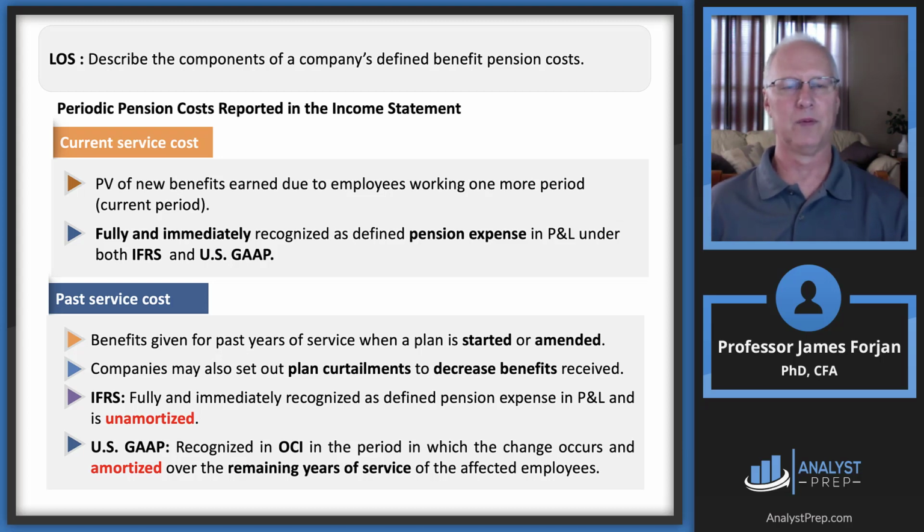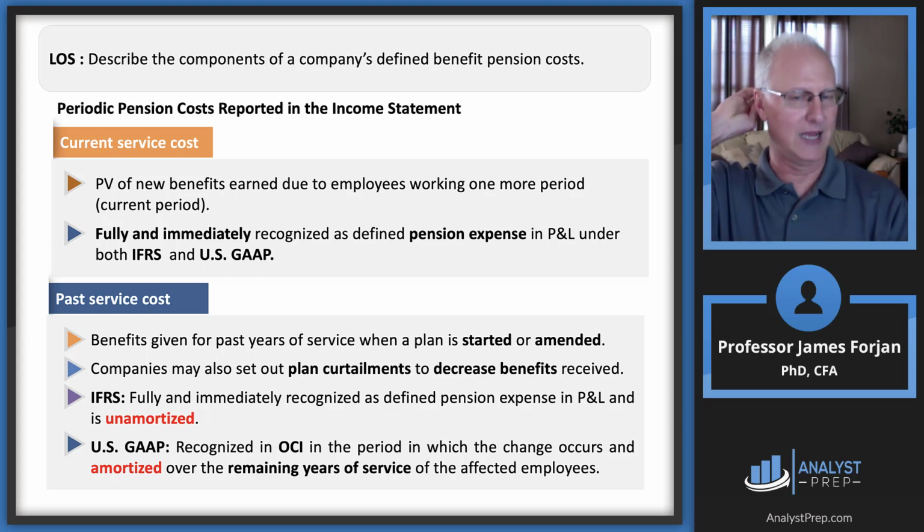All right, let's go through a couple of those items there. Current service costs. This is present value of new benefits earned. All right, so fully and immediately recognized as a defined pension expense. I mean, that makes perfect sense, and that's applied under both sets of accounting bodies. But how about the past service costs? So this happens when a plan begins, right, or it is amended. And of course, amendments sometimes can be positive and sometimes they can be negative.